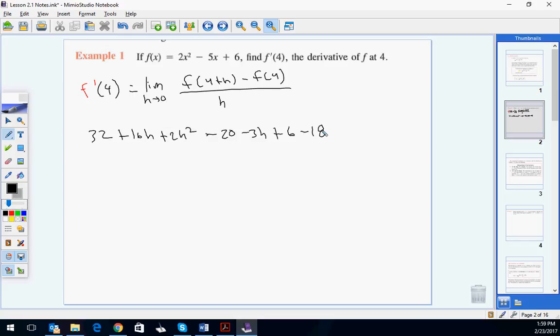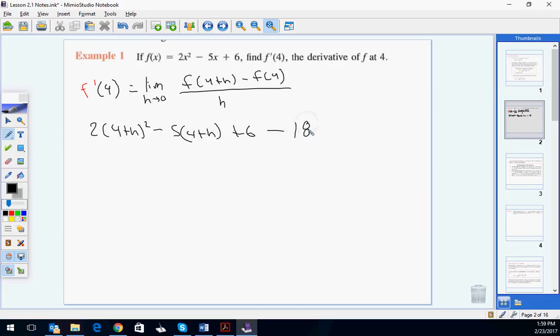Okay, and so let's see here. Wait, mine's a little off. Sorry. What's that? 5h? Let me look here. It looks like in my notes I kind of skipped a step, so I'm just going to do it out. All right, so 2 times 4 plus h squared minus 5 times 4 plus h plus 6 minus, so f of 4, 16, 32 minus 20, 12 minus 18.